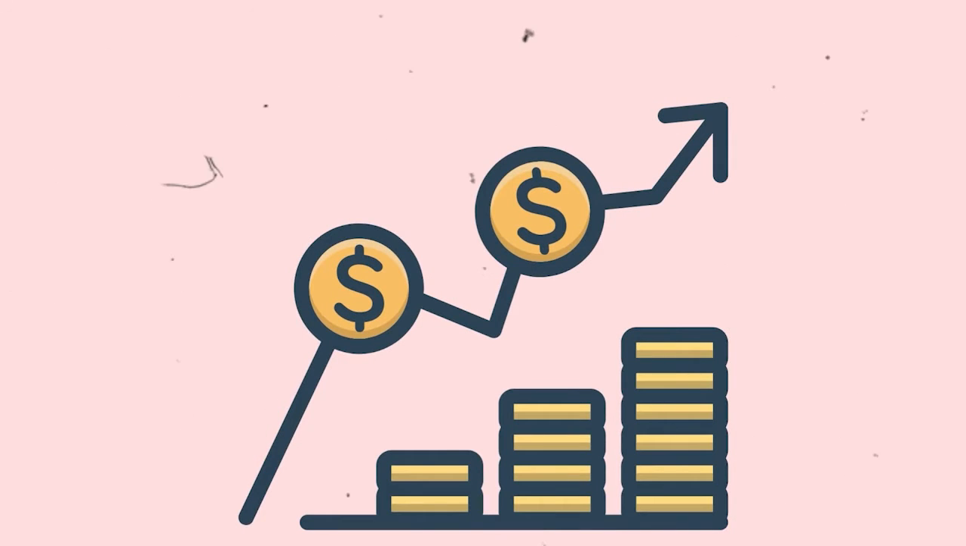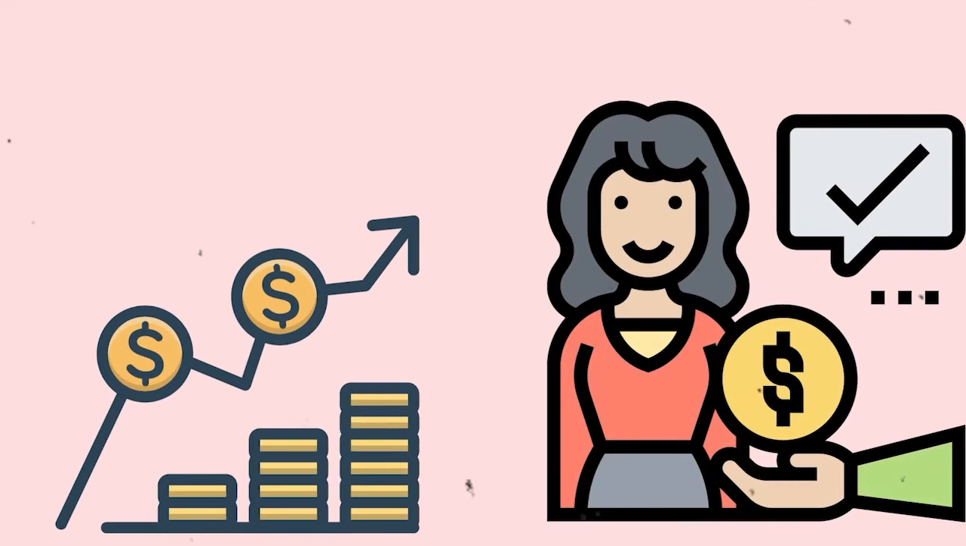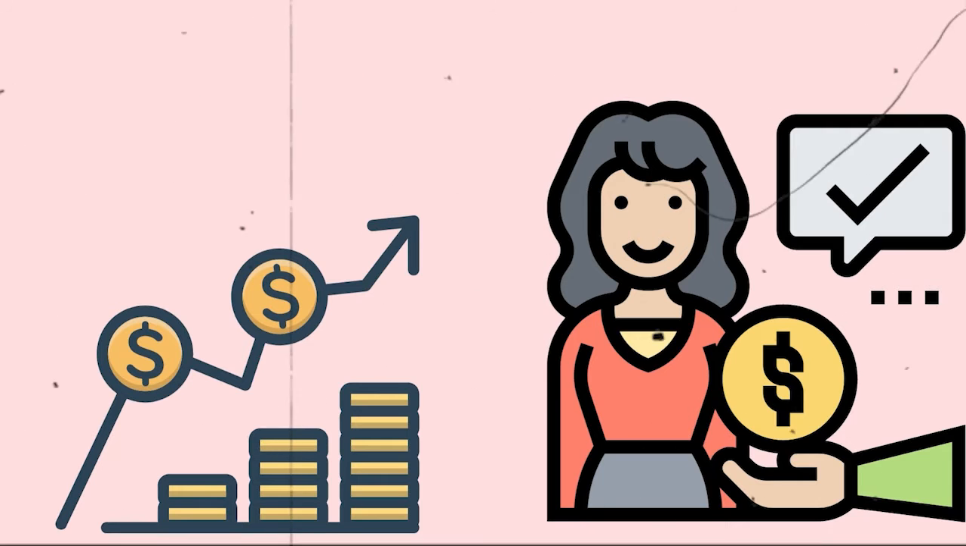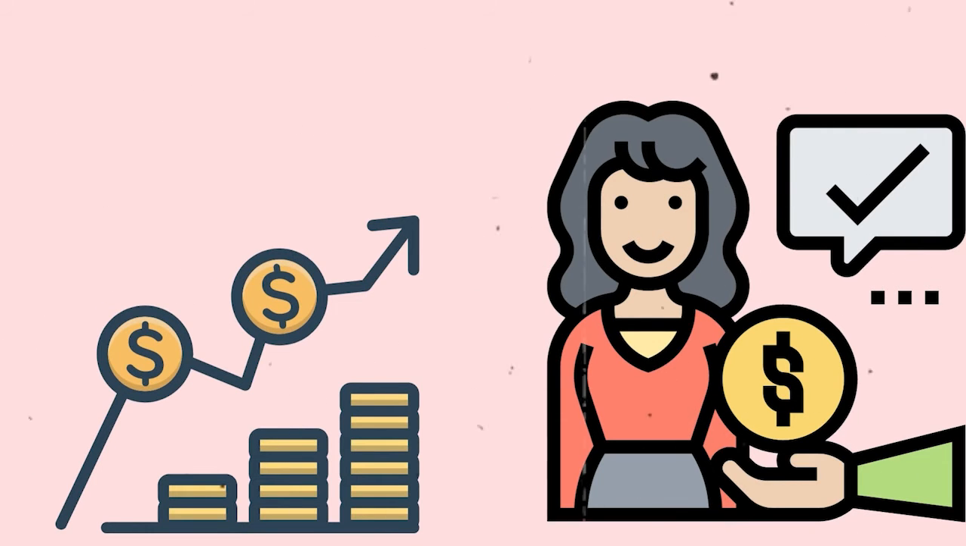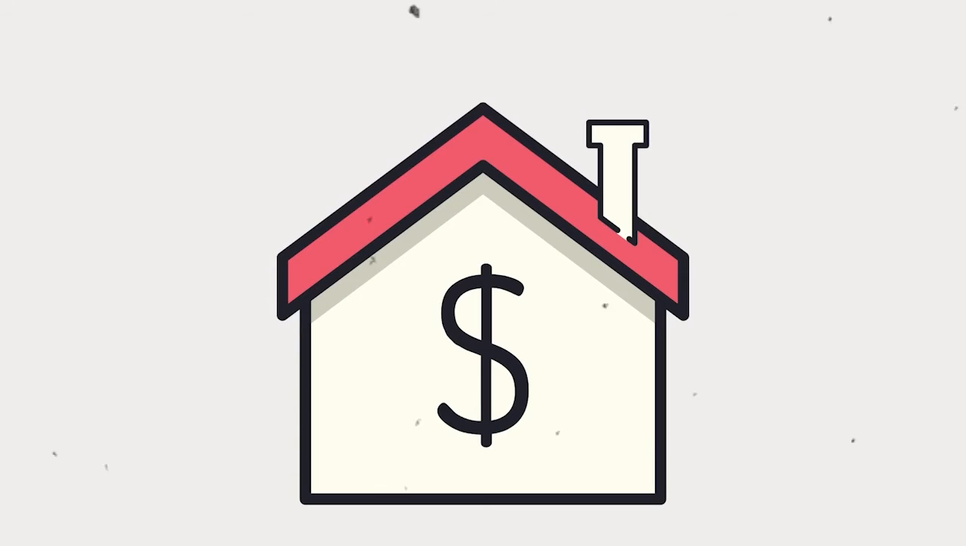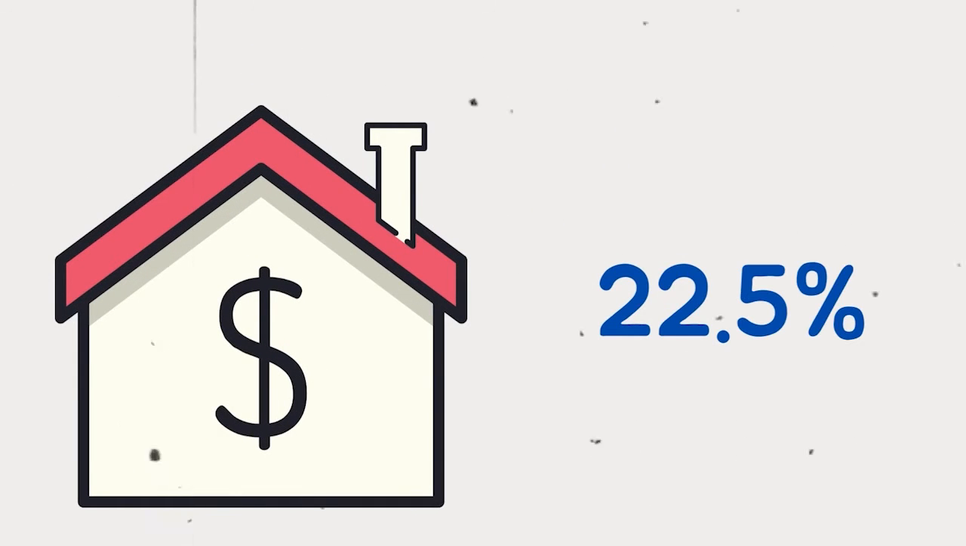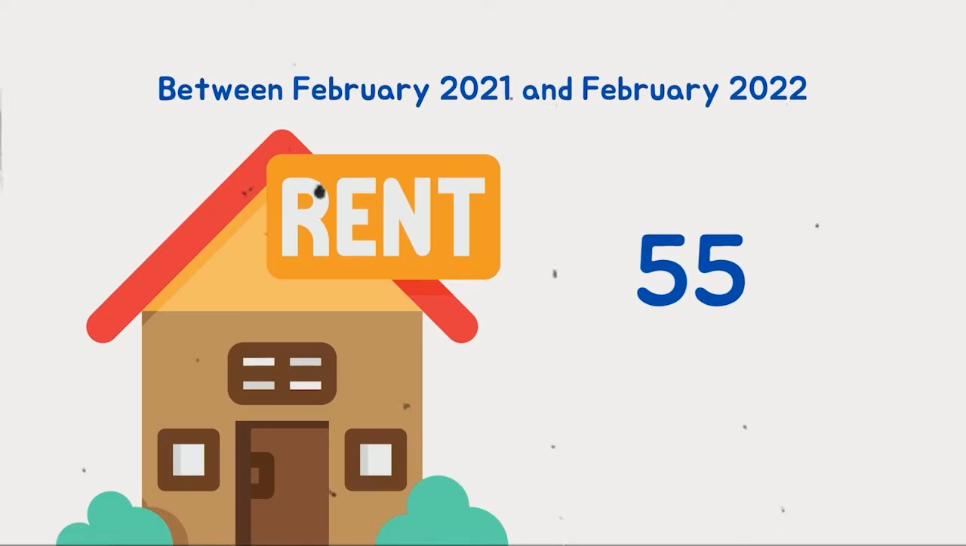These rising costs, along with a broader rise in inflation, have wiped out any salary improvements made by low-income Americans. As rental prices are already surpassing pay growth in the country, rents in the Sun Belt have risen at a rate of 22.5% in the last year. Between February 2021 and February 2022, the median rent in Miami alone increased by a whopping 55%.